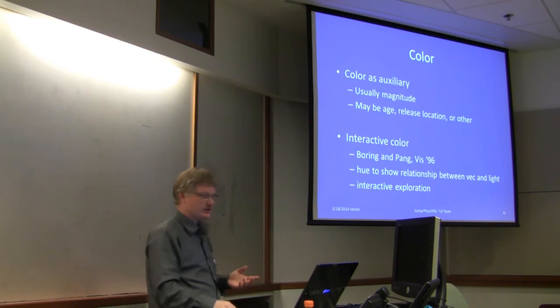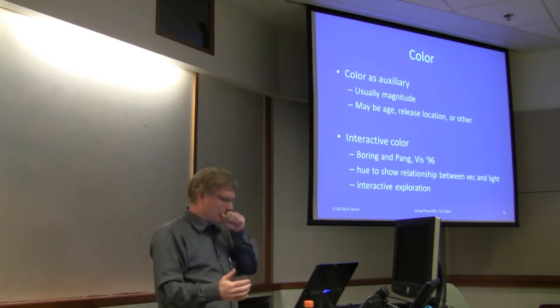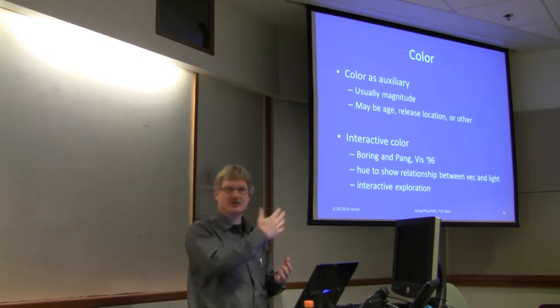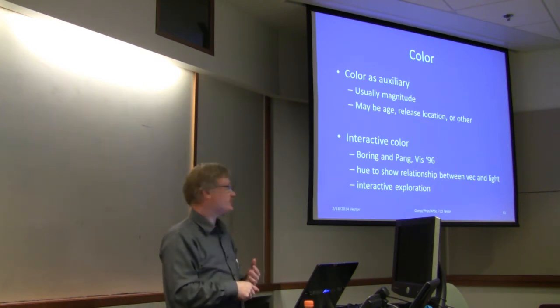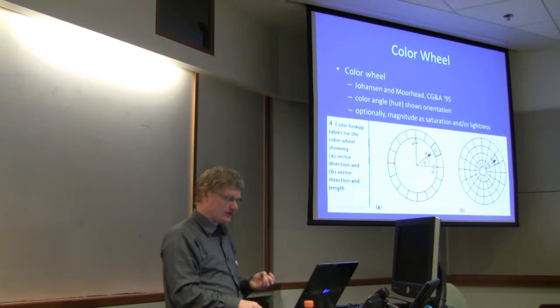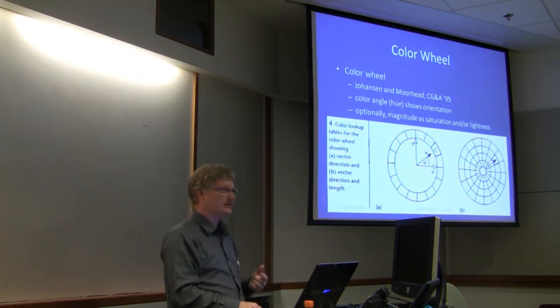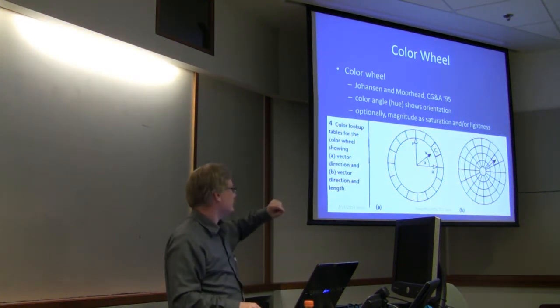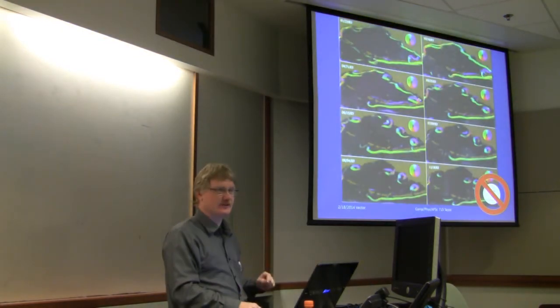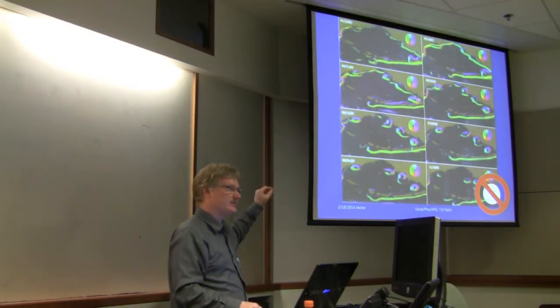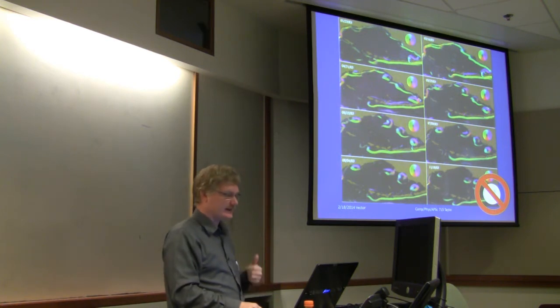All right, so color, right? You can use it as an auxiliary data set to show magnitude. We've seen that several times here. Age, release location, pressure, and so forth. It can also be used, and we talked about this in an earlier display, to show the vector flow field direction. And I don't recommend using it to show the vector flow field direction because all the other techniques that we've seen are an improvement on that.